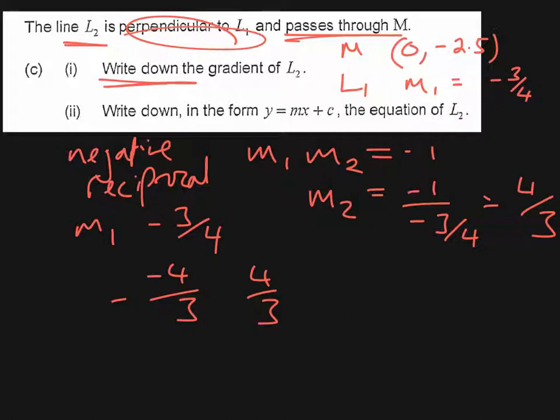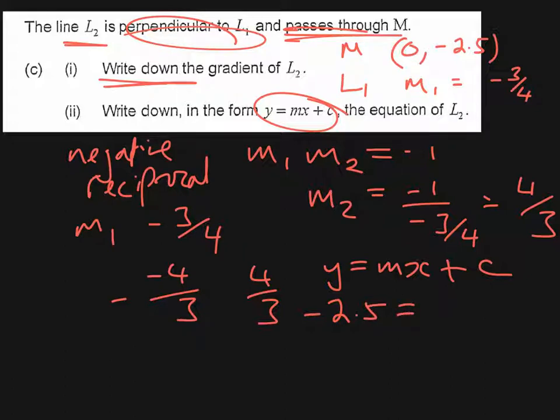The second part, write down in the form y equals mx plus c. The only way we can do this is because we know that the line passes through M, and we have up here the coordinates for M. So we can just use the equation of a straight line. We know that y equals mx plus c. We've got a y coordinate on the line because we know that the y coordinate is -2.5, so we can substitute that in.